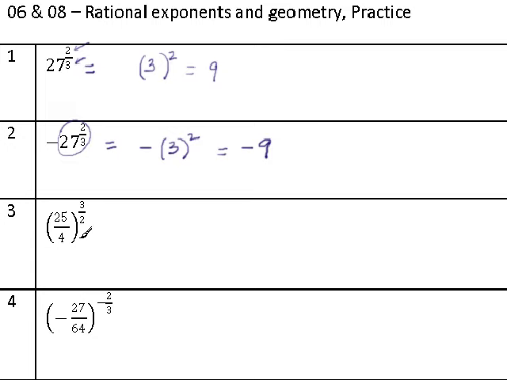All right, in number 3, we have a fraction, and we're going to begin with that denominator, taking the square root of 25 over 4, so that will be 5 over 2. And now we're going to cube 5 over 2, and that would be 5 cubed is 125, and 2 cubed is 8.